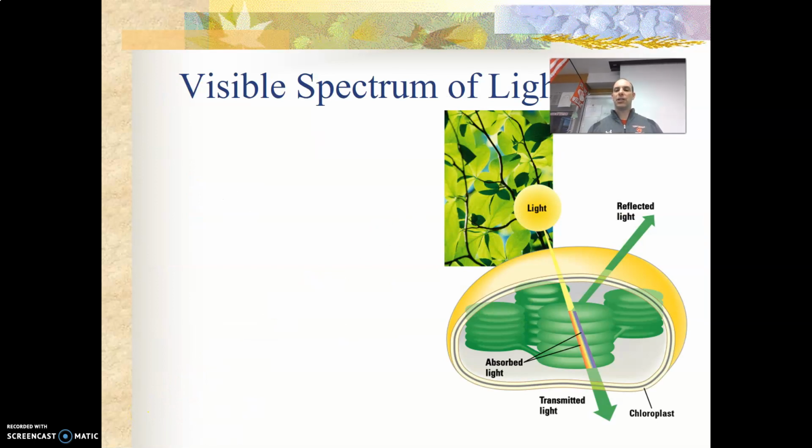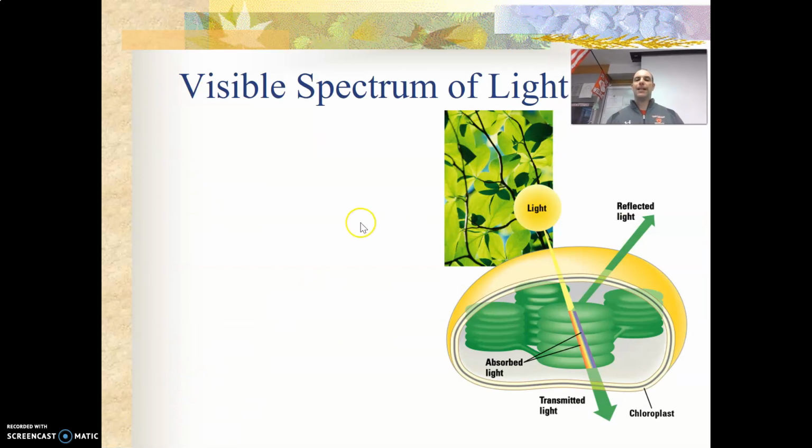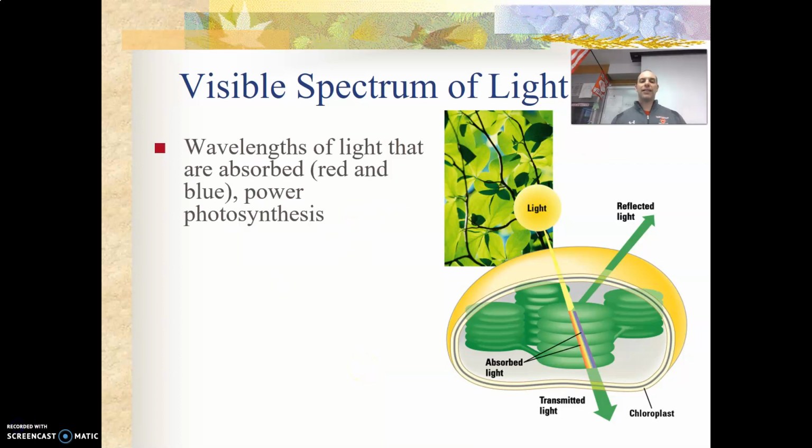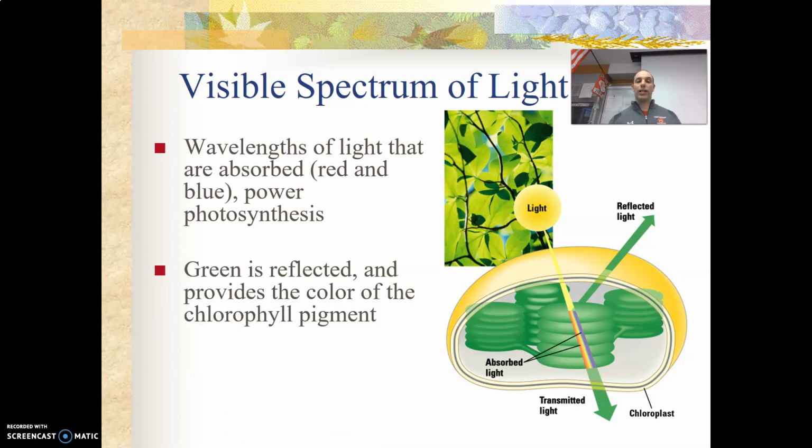Here is a close-up of a chloroplast, and this is going to be extremely important for us. Wavelengths of light that are absorbed, red and blue, power photosynthesis. So on your set of notes, it says, what wavelengths do plants use for photosynthesis? You want to write in there red and blue. Green is reflected and provides the color of the chlorophyll pigment. So they're reflecting the green and they're absorbing the red and the blue.